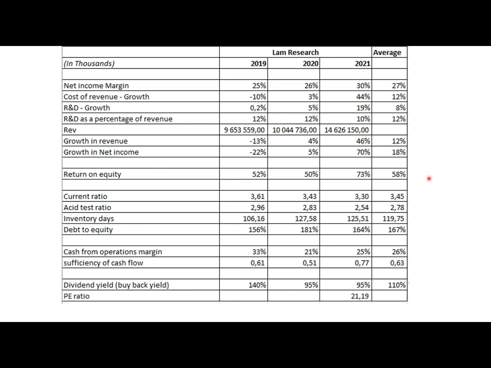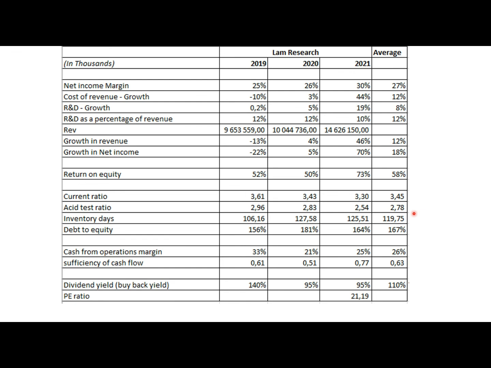Now, the current ratio is well above the industry average. Strong performance in this metric. There has been a deterioration, but nothing too extreme. The same applies with the asset test ratio. Strong performance above industry average of 2.1. So both these ratios highlight a strong liquidity position that Lam Research finds itself in. Since the performance is above industry, this highlights a very attractive balance sheet that has very little liquidity risk.